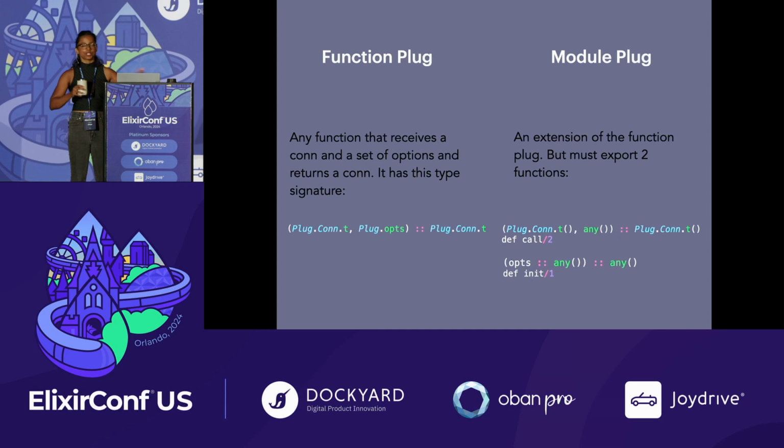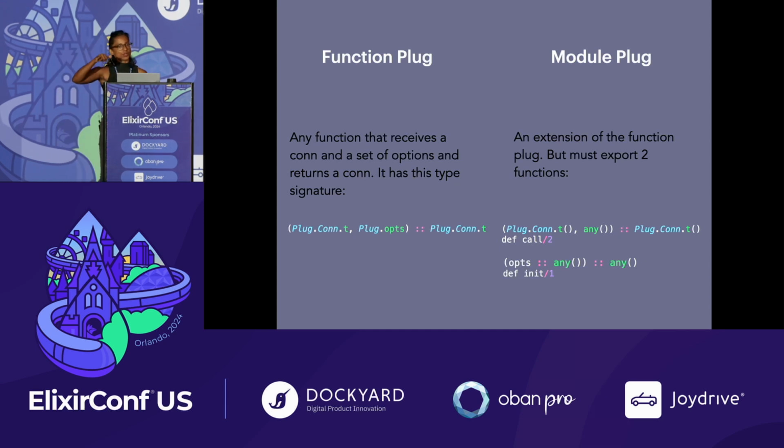A function plug is just a function, so it takes a con and then gives you back a con. But a module plug has a different piece, in which there's a compile step and then a runtime step. The compile step is the init function, which is a single arity, and then it has a call function, which is a two arity, which is run at runtime. Anytime you have a request, call gets called, and so on.